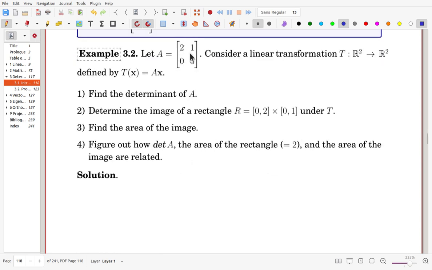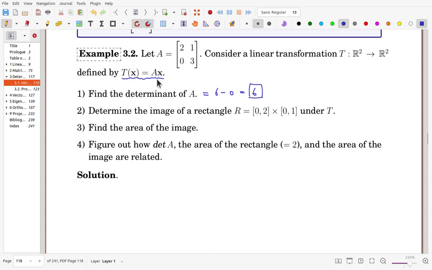A is now 2, 1, 0, 3, and we consider a linear transformation T given by this matrix multiplication. T of x is Ax. Now, part 1, find the determinant of A. The determinant of A is AD minus BC, 6 minus 0, which is 6, right? We found the determinant, and now determine the image of the rectangle under T.